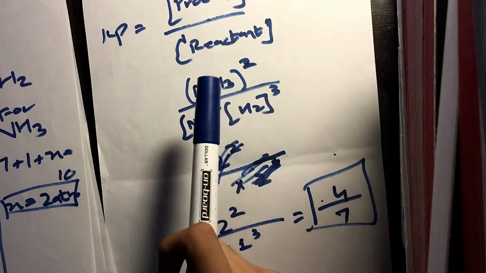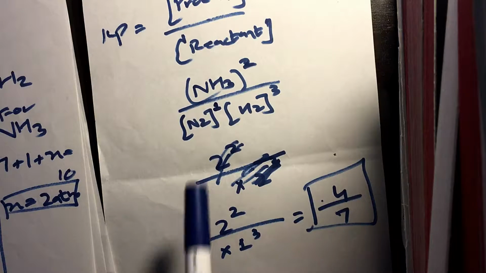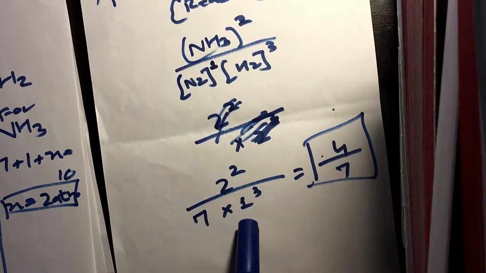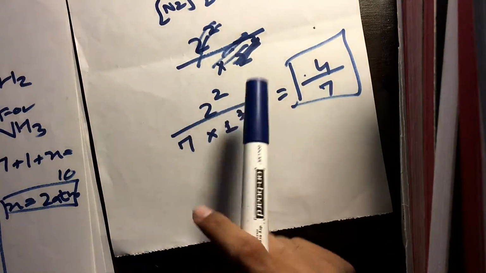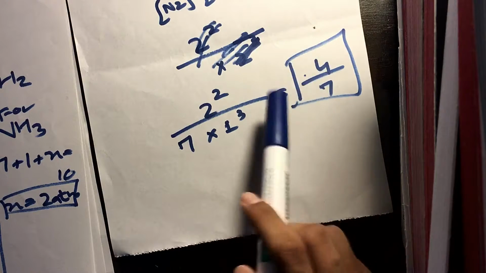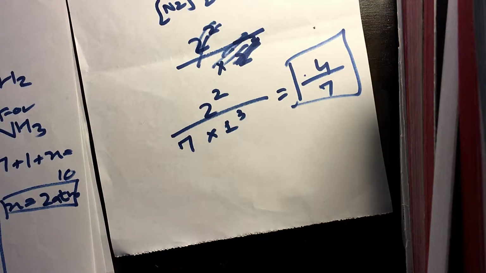We worked out the individual pressures, that is 2 of ammonia, 7 of nitrogen and 1 of hydrogen. We'll then use the powers over here, and then we'll work out the answer for Kp, that is 4/7. I hope this cleared all your conceptions on how to solve questions regarding Kp.